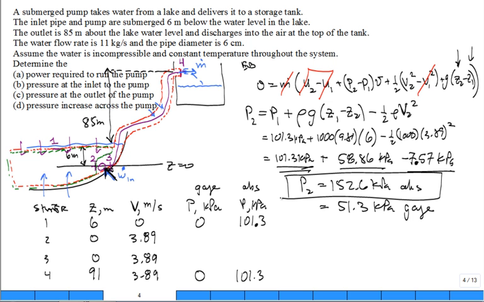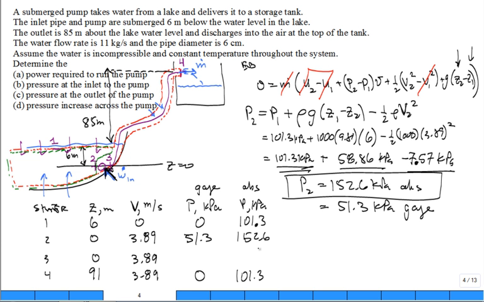The next part says, what is the pressure at the outlet of the pump? Is it high, low, or what? What's the purpose of the pump? Increased pressure. So the pressure is going to be highest at that pump. So I should have put in 2 here. Maybe I put in 51.3 gauge or 152.6 kilopascal.